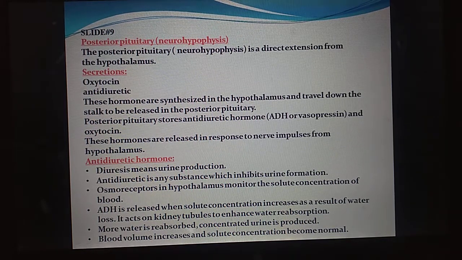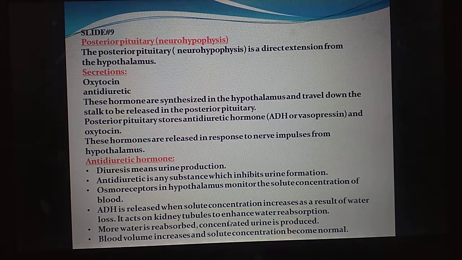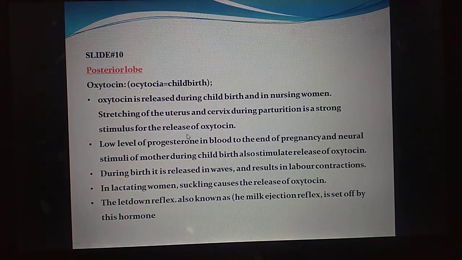This type of relationship is also an example of a negative feedback mechanism, and we have done this in detail in our very first lecture. So if you want to make your concept clearer, you can revise that particular lecture, which was from our very first chapter. Then next is oxytocin.